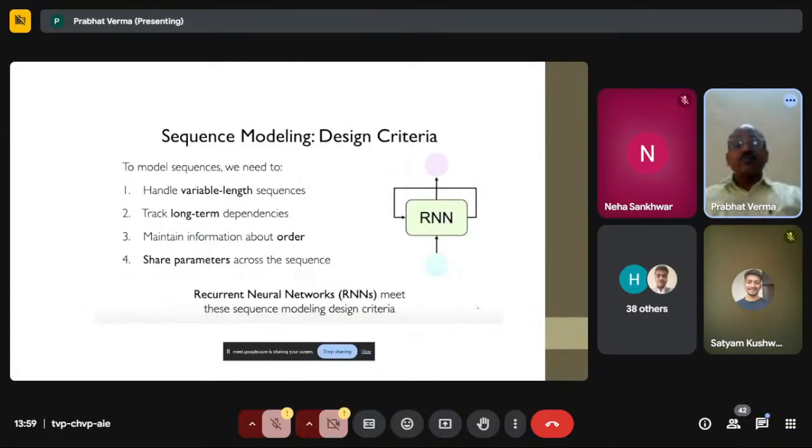Now, let us come to some issues that arise during sequential modeling. Those are the design criteria. So we shall next discuss the various issues that are there in sequential modeling.